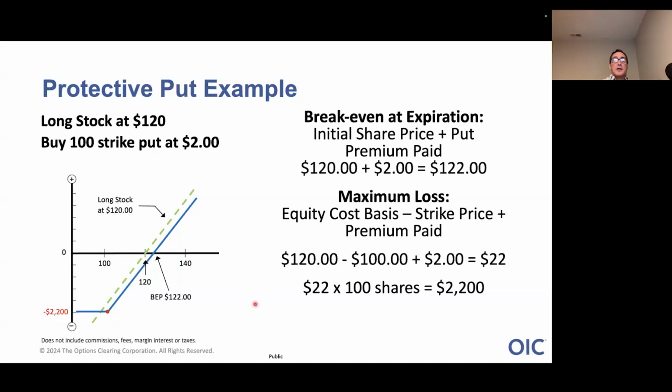So yes, I would have losses to the downside in this case, and I'm using the 100 strike put. This is just one put. There are probably 115 puts, 110 puts, 105 puts, but for this example we're using the 100 strike put. In this case, we know that our maximum loss would just be $2,200. We're protected, and we get that 1-to-1 upside above our break even of 122.